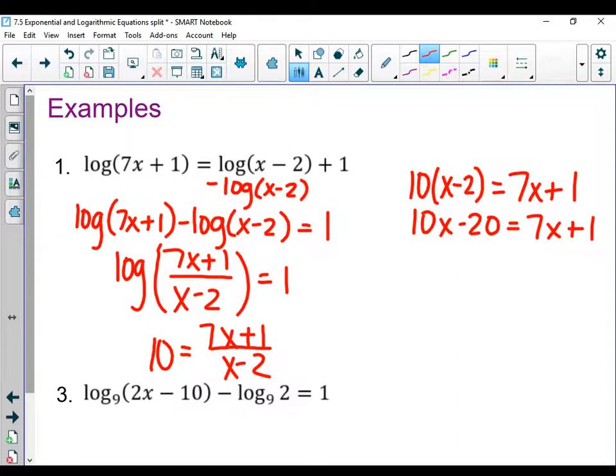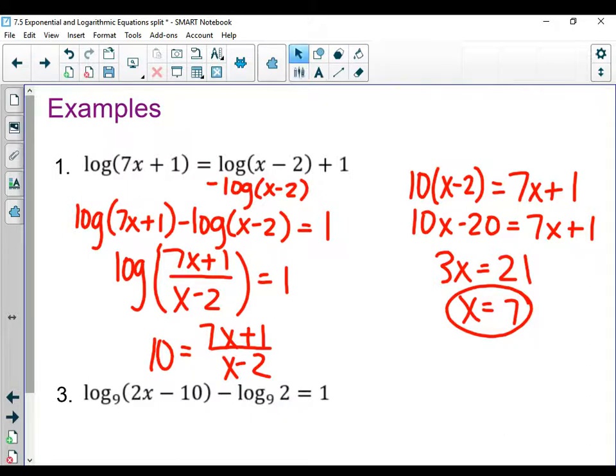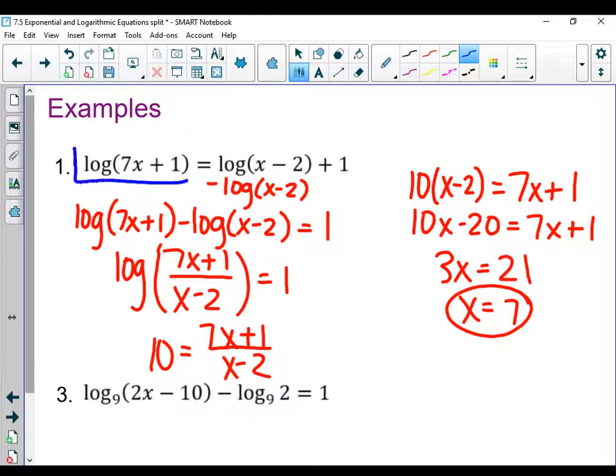I'm going to subtract my 7x and add my 20. So I get 3x equals 21. So x equals 7. Like I said, you can always check your work by plugging 7 back into the original and seeing if you get the same answer. What I would do is plug this in with 7 first, and then plug this in with 7, and then see if you get the same answer. That's how you see it there, of course, equivalent.